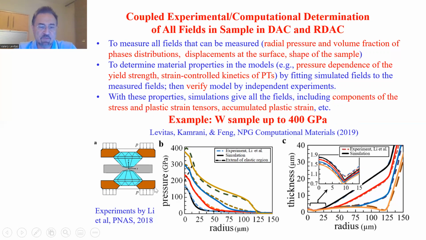And to prove the concept, we took experimental data from this paper. This is tungsten up to 400 GPa. We used two pressure distributions to calibrate our model. And then we used two other higher pressure distributions and the sample thickness profile to verify the model. You see very good comparison. And we did not use any of these experiments in calibration. So now our model is well verified.